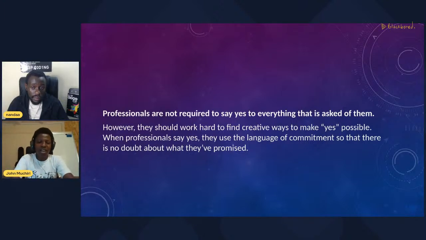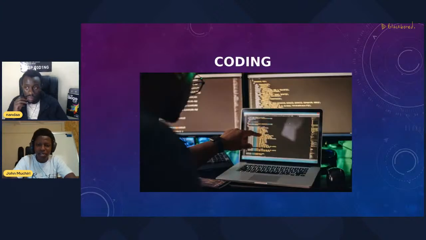We saw the language of commitment. I'll do this by Tuesday. I will sit with Nandaa to check on the dependencies. That is the language of commitment. That's how you say yes.